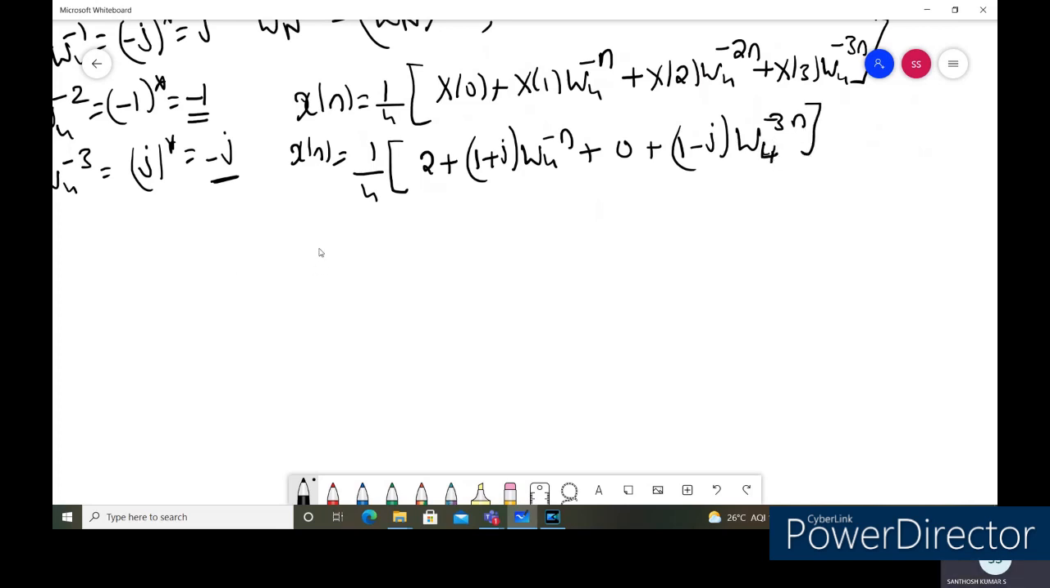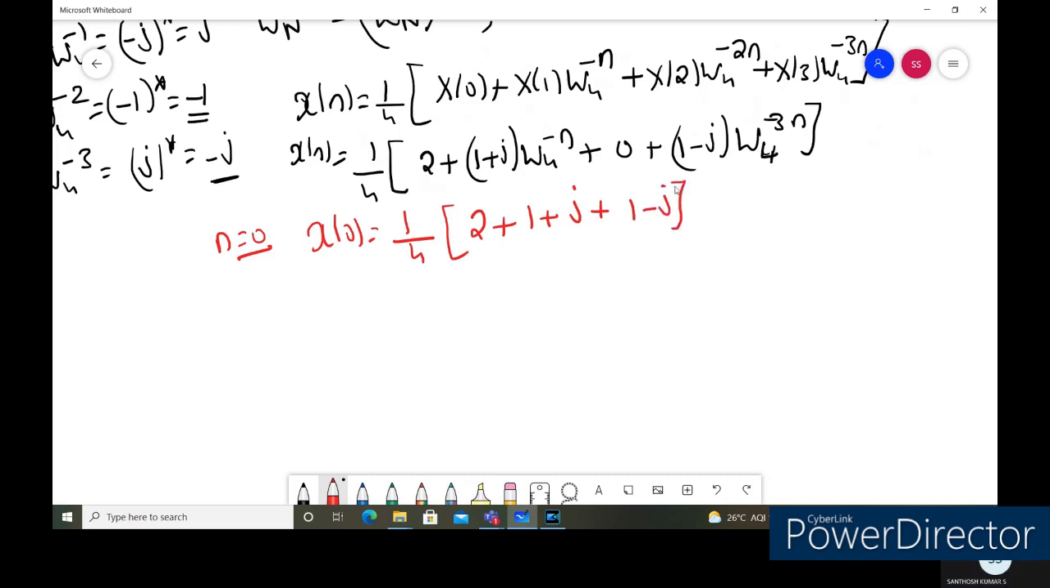So now we need to substitute the values for n is equal to 0, 1, 2, 3, and we can find out the sequence. So if I substitute n is equal to 0, it has become x of 0 is equal to 1 by 4. Omega 4 to the power of minus 3 and 0 is nothing but 1 only. So here omega 4 to the power of 0 is nothing but 1 only. So it will become 2 plus 1 plus j plus 1 minus j. So minus j plus j will get cancelled. So the sum is 4 by 4. It will be equal to 1 we'll get here.